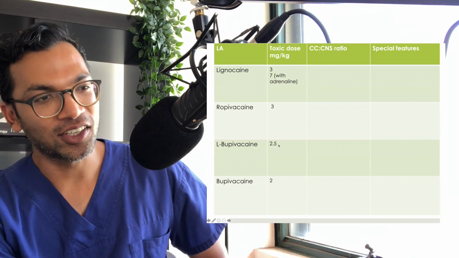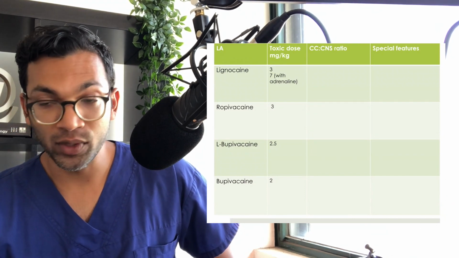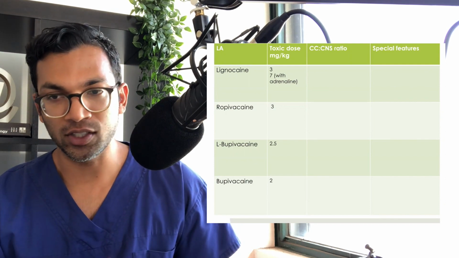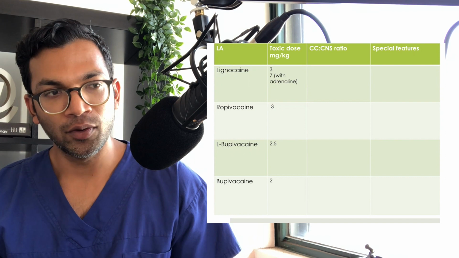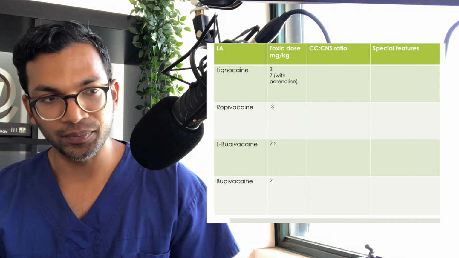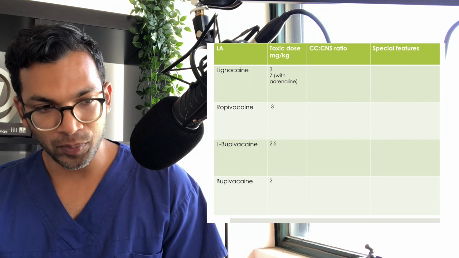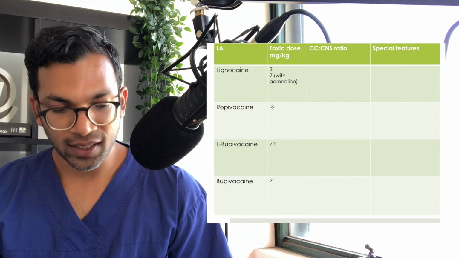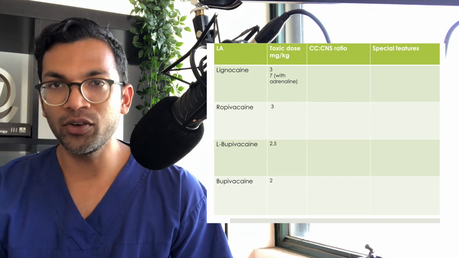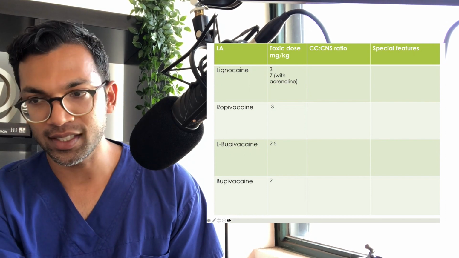So here are the toxic doses. 3 milligrams per kilogram, 7 milligrams per kilogram with adrenaline, which is a stark difference. So you'll be well within your rights to use 7 milligrams per kilogram if you're using lignocaine with adrenaline. Ropivacaine is 3, L-bupivacaine is 2.5, and bupivacaine is 2. So what I want to go through is some real practical stuff so you know when to use one or the other and how much volume you can use for each of these local anesthetics.